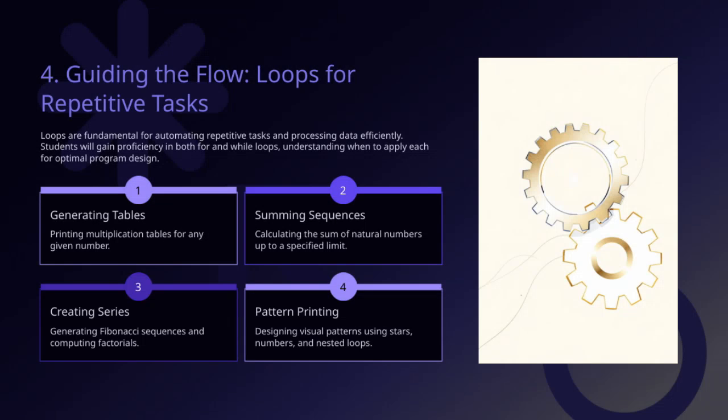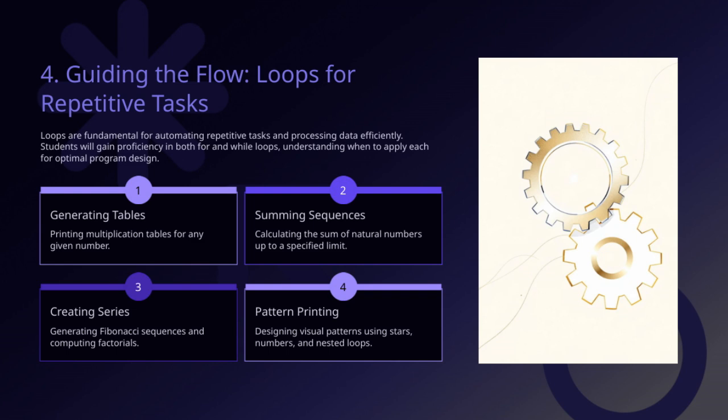Now, let's explore how loops are essential for automating repetitive tasks and processing data efficiently. In this slide, we see that students will gain proficiency in both for and while loops, which are fundamental programming constructs. Understanding when to apply each type of loop helps in designing optimal programs. For example, using a for loop is great when the number of iterations is known beforehand, like printing a pattern or generating a multiplication table.